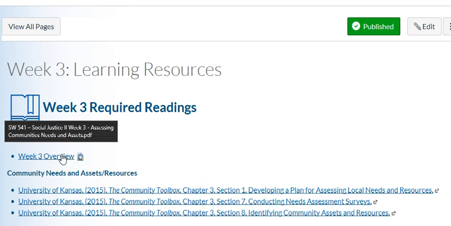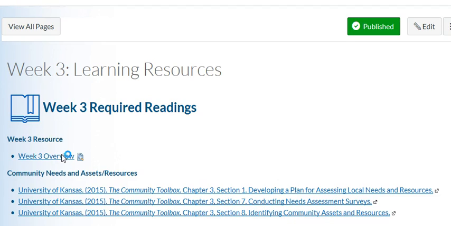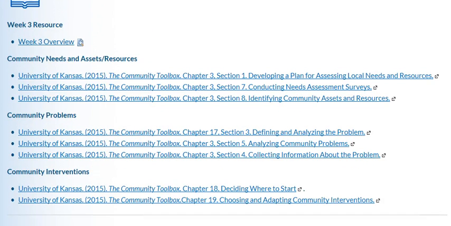First, start with the overview. There is a very extensive overview for this week that has already been done for you in PowerPoint. And while that is loading, we have our community needs and assets resources, again using the University of Kansas Community Toolbox, in Chapter 3, Section 1, Chapter 3, Section 7, and Chapter 3, Section 8.